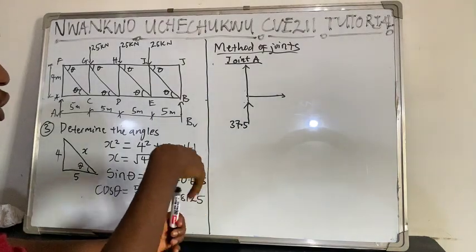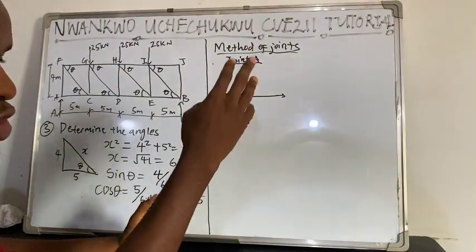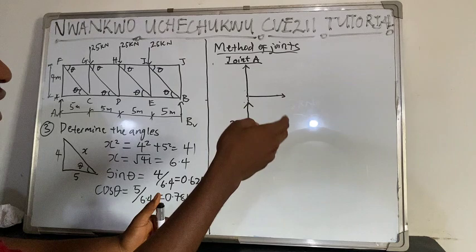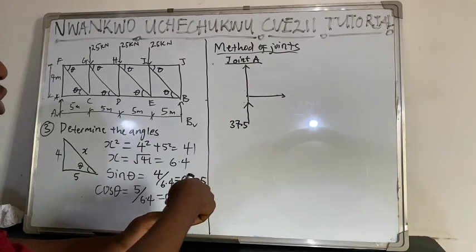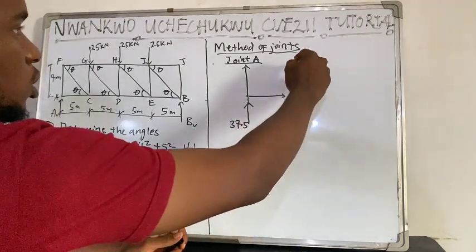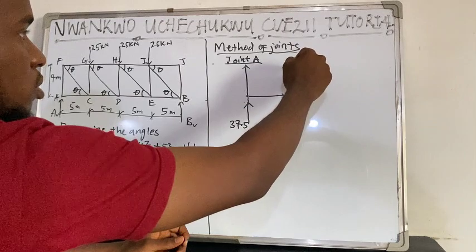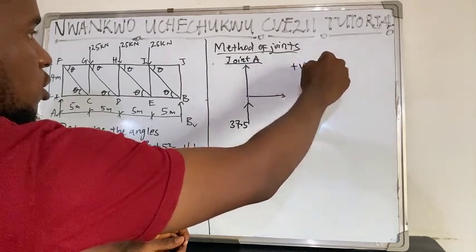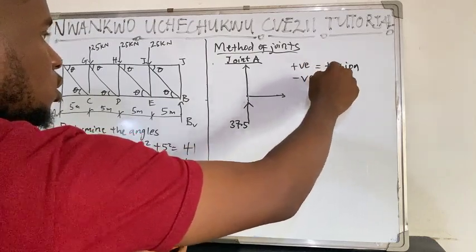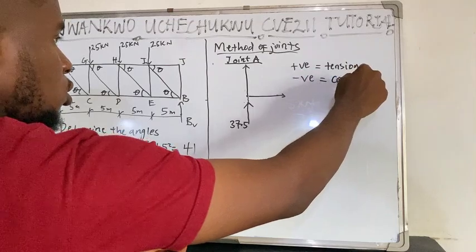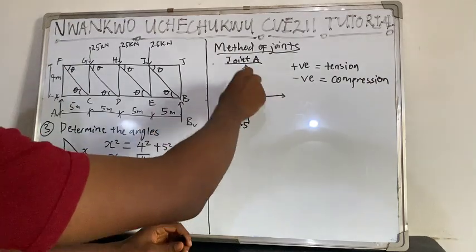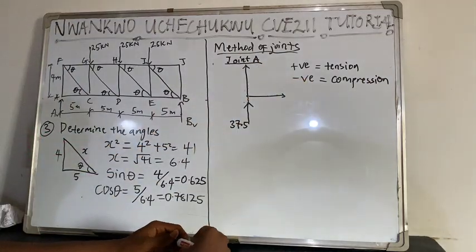So just know that once you assume a direction, when you solve and your answer is positive, the direction you assumed is correct. And when you solve and your answer is negative, the direction you assumed is wrong. Let me write it down so that you take note of it. Positive, tension, and then negative, compression. So, like I said, you assume that all members are in tension.